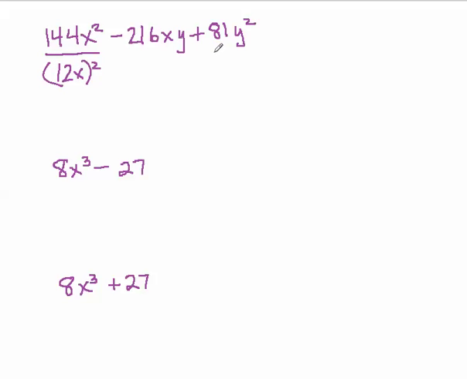And 81y squared is the square of 9y. Alright, so you've got something going on here. And it turns out that, being a trinomial, it is a good candidate for a perfect square trinomial, which would have a perfect square binomial, which would be 12x here, 9y here, and the middle term, whatever the sign of the middle term is.